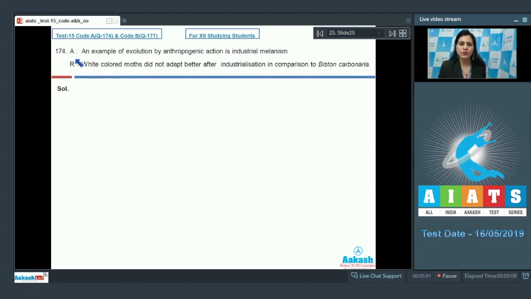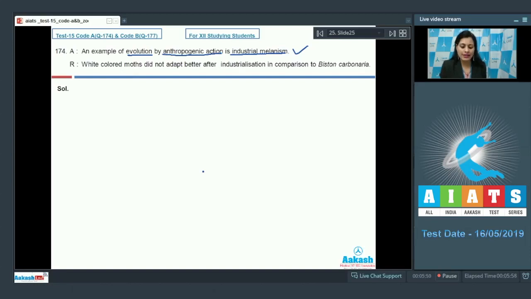Question number 174, assertion given is an example of evolution by anthropogenic action is industrial melanism, and this is a correct statement because industrial melanism, which is an example of natural selection also, is an example of evolution by anthropogenic action.